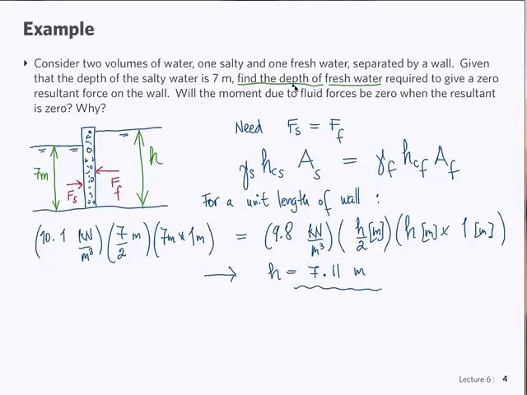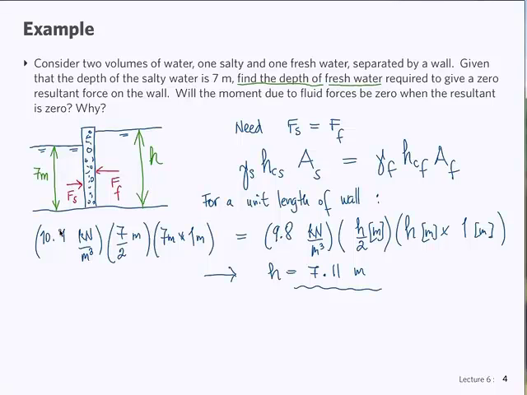We're just looking at the zero resultant force. And the next question is, will the moment due to the fluid forces be 0 when the resultant is 0? That's our next step. I left a little space down here to do that. In order for the moment to also be 0, the two forces would have to be collinear. You have a hint from how I drew this that they're not necessarily collinear.